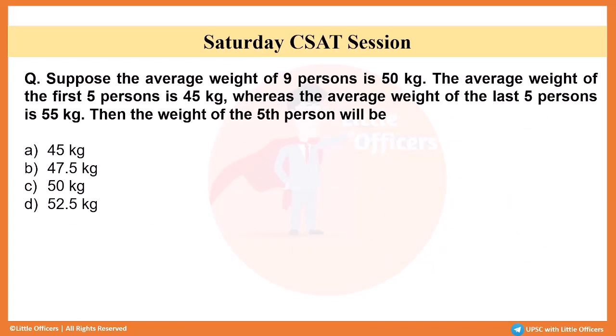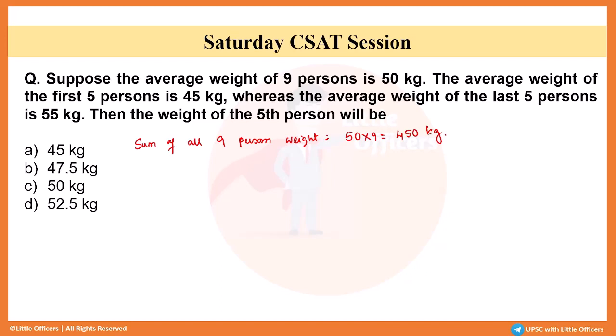ठीक है, suppose the average weight of 9 persons is 50 kilos. That means each person 50 kilos, that is the average meaning. So that means if I take sum of all 9 persons' weight, कितना होगा? 50 into 9, that is 450 kilos. This is first information from the statement.